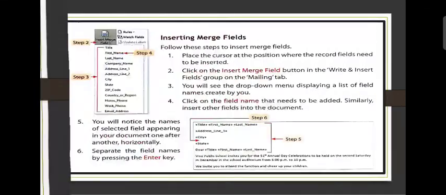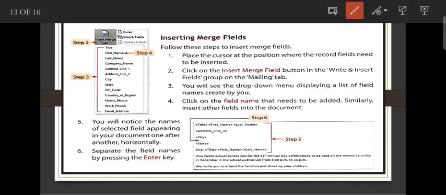After that, inserting the merge field. We have already completed our main document, and we have already created the data source file. Now the main part is to merge the data source and the main document. So to insert merge fields, follow these steps. Place the cursor at the position where the record fields need to be inserted.